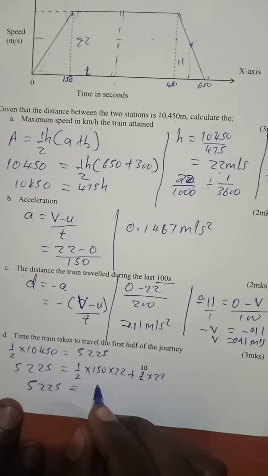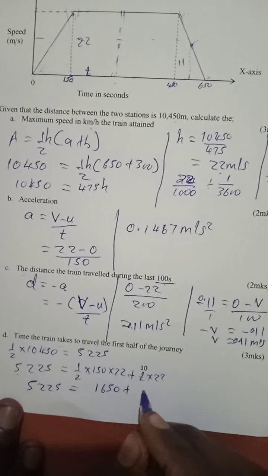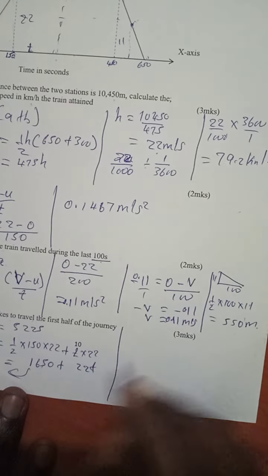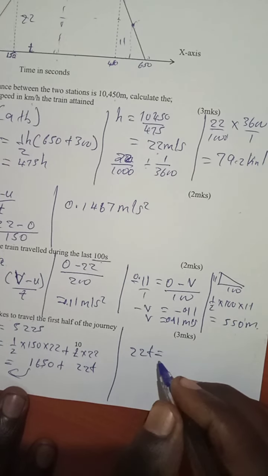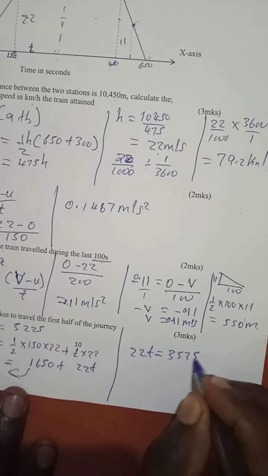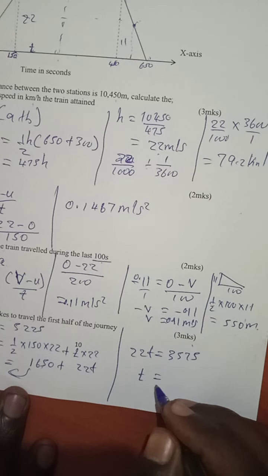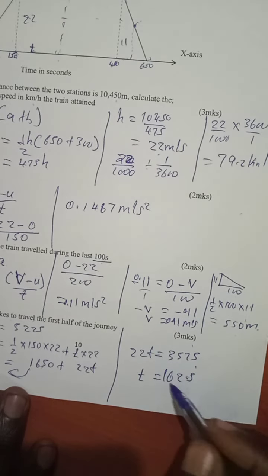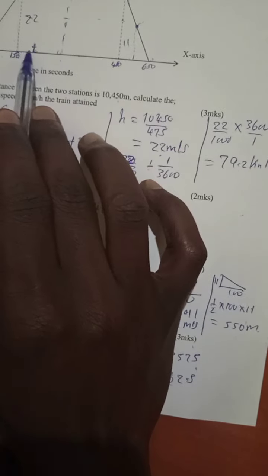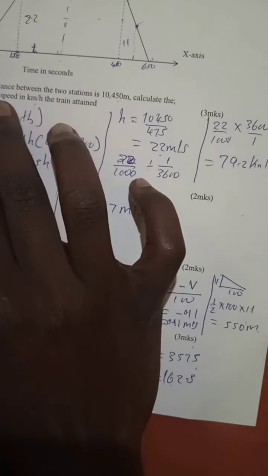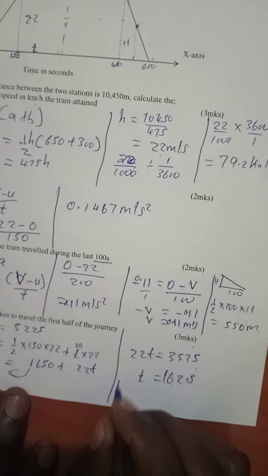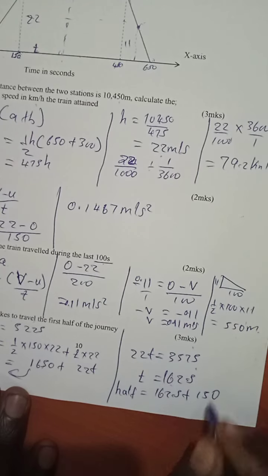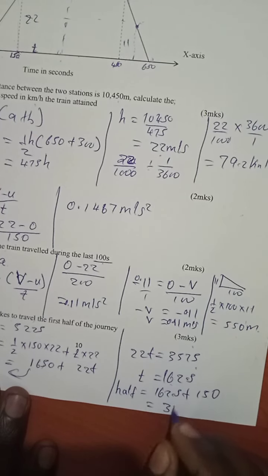Collecting like terms, 5225 equals 1650 plus 22t. Then collecting like terms, this one goes to the other side and gives you 22t equals 3,575. Dividing both sides by 22 leaves t as 162.5. Remember, this t is the t that you placed here. Therefore, the total time for half of the journey is this t plus 150. So half of the journey equals 162.5 plus 150, leaving us with a total time of 312.5 seconds.